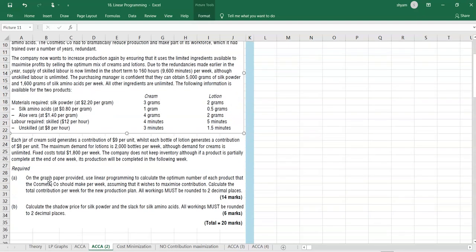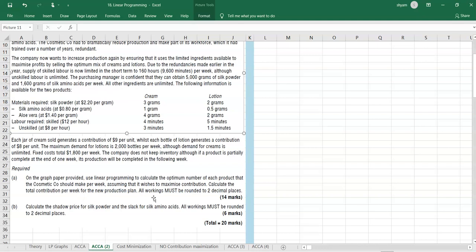Let's see what the question is here. The question is, on the graph paper provided, use linear programming to calculate the optimum number of each product that the Cosmetic Co. should make per week, assuming that it wishes to maximize contribution. Okay, so the objective is to maximize contribution. Calculate the total contribution per week, right? Now all the numbers are coming into a kind of construct. So you have to solve the answer per week.